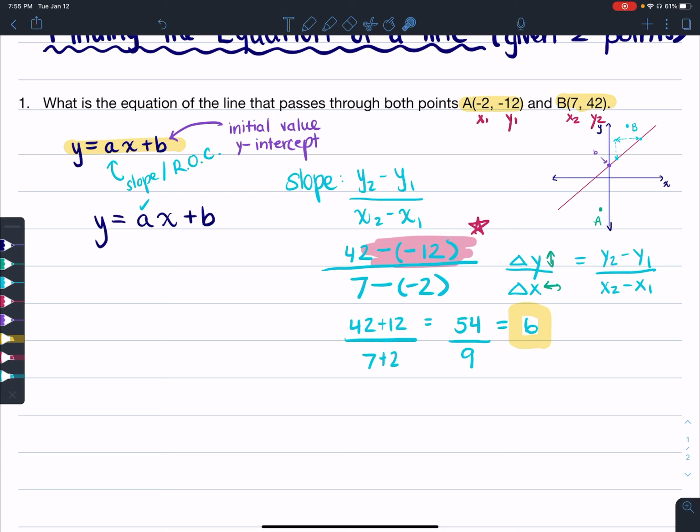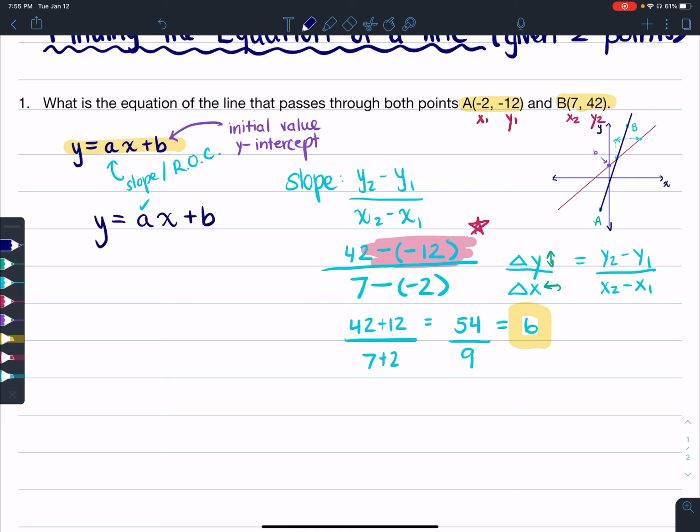And it does not matter which A or which B, which point we use. It doesn't matter because both of these points are on the same line. So A and B, since they're on the same line, are both going to give you the same result. What I like to do is pick the one that looks a little easier to work with. Since B is all positive, I'm going to pick B.